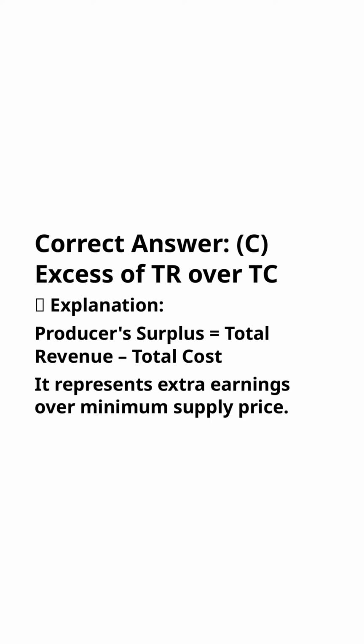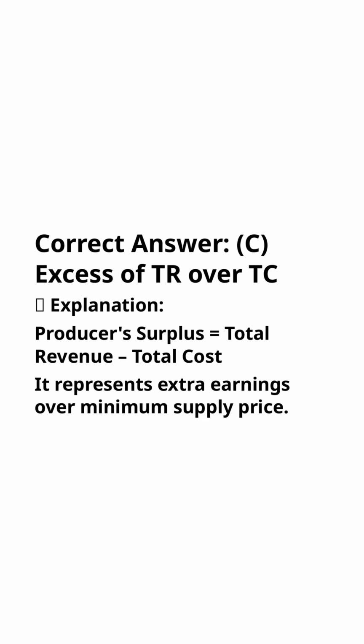Now, on this slide, we're looking at what producers' surplus actually is. Essentially, it represents the extra earnings a producer makes over and above the minimum supply price. In other words, it's the profit they gain once their costs are covered. The key formula here is producers' surplus equals total revenue minus total cost.